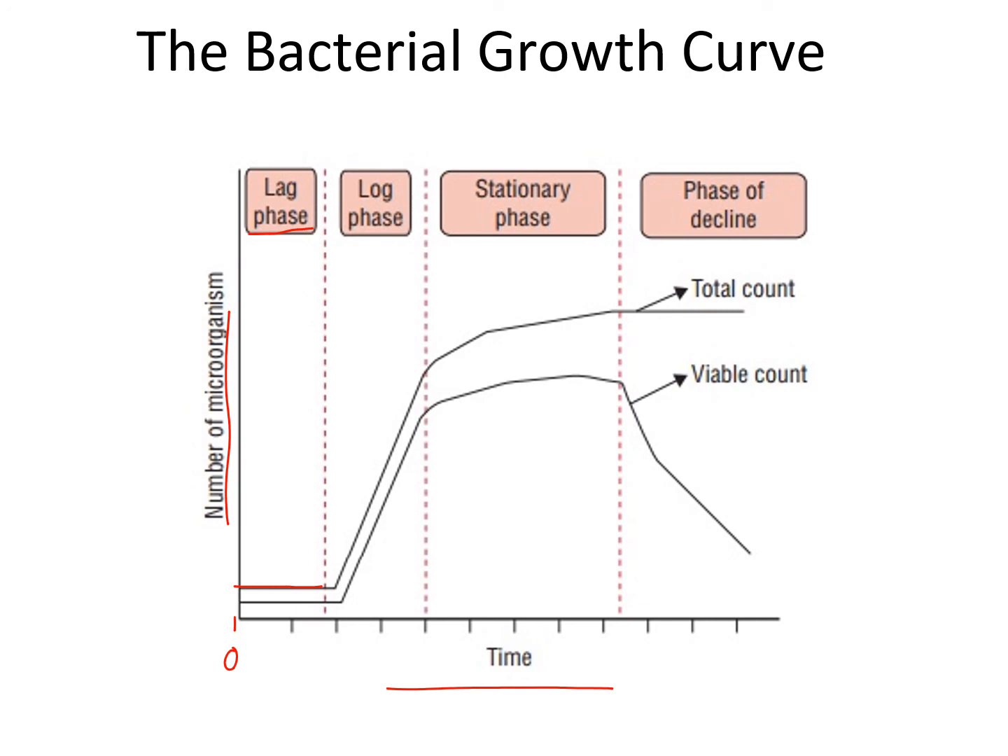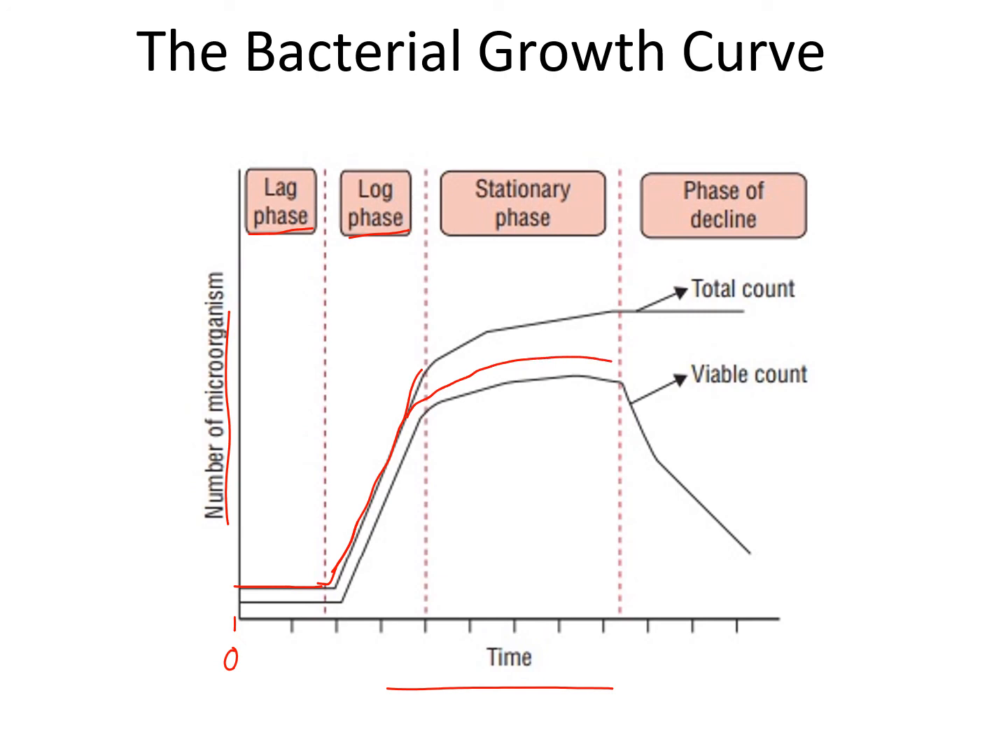Assuming that the environment is optimal, then the bacteria will enter into the log phase. And that's where the bacteria are replicating at their fastest rate. And so they are increasing their numbers logarithmically. And that's the log phase. After the log phase, they're going to enter into the stationary phase.